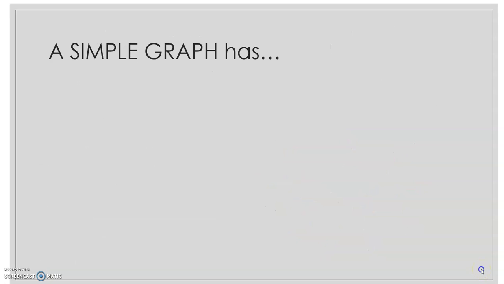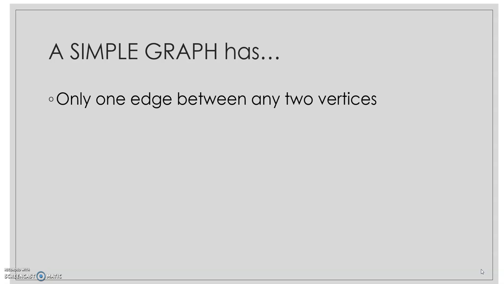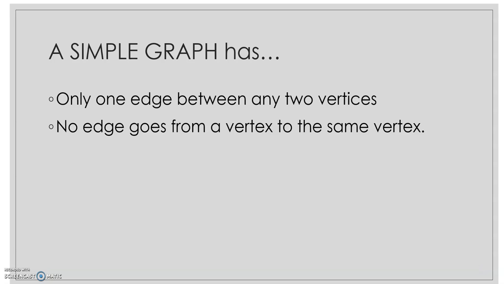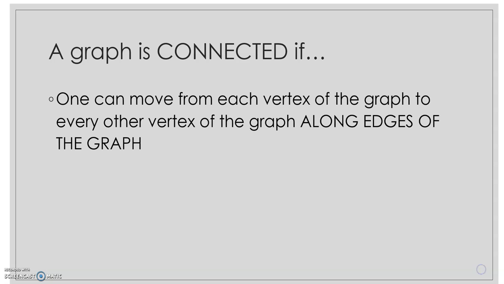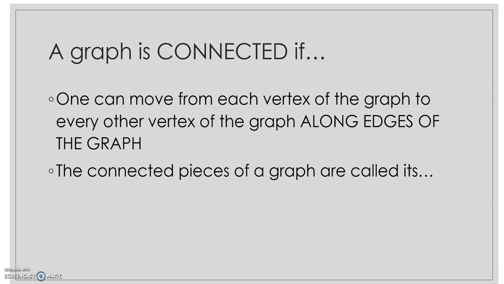A simple graph has only one edge between any two vertices. No edge goes from a vertex to the same vertex. A graph is connected if one can move from each vertex of the graph to every other vertex of the graph along edges of the graph. The connected pieces of a graph are called its components.